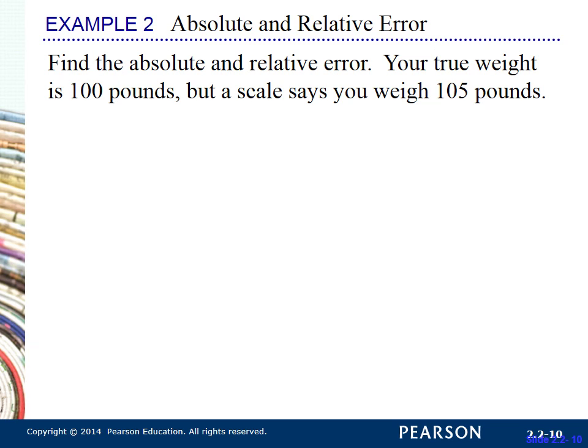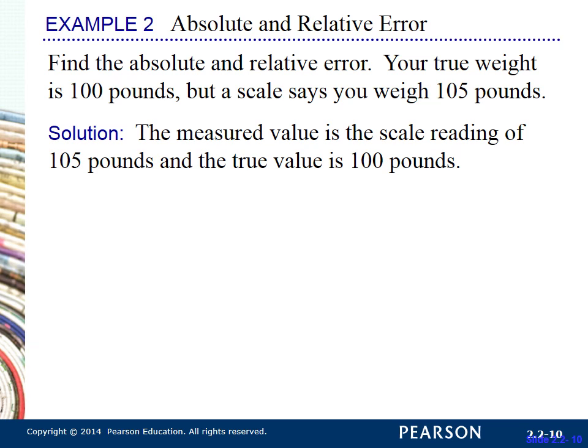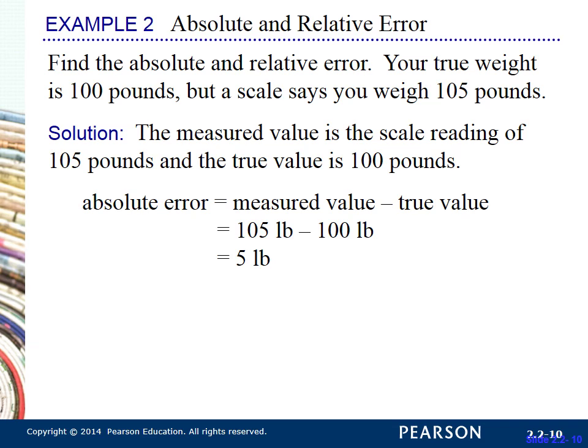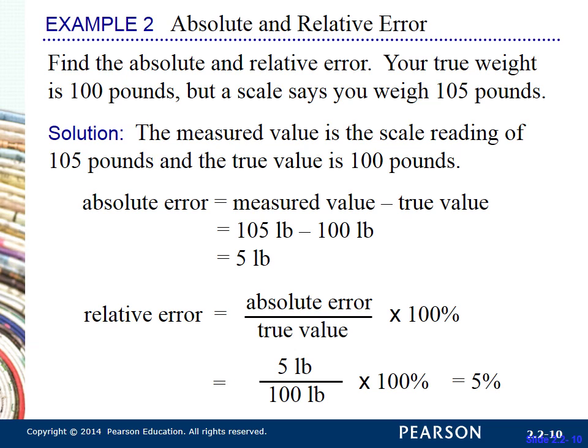All right, so for example, we have a true weight is 100 pounds. Well, that would be a child, but the scale says you weigh 105. So your absolute error is going to be what you measured, the 105, minus the true, which is 100, or a 5-pound positive absolute error. So if your measured value is bigger than your true value, it will come out positive.